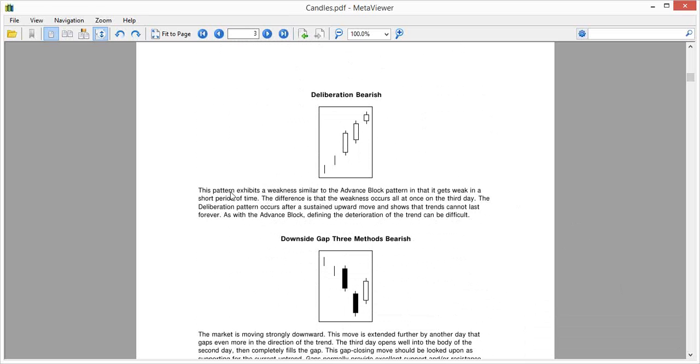Deliberation bearish. This pattern exhibits a weakness similar to the advance block pattern in that it gets weak in a short period of time. The difference is that the weakness occurs all at once on the third day. The deliberation pattern occurs after a sustained upward move and shows trends cannot last forever. As with the advance block, defining deterioration in the trend can be difficult. You can see two full bodies are quite long, and on the third day, the volume decreases. So the trend may be coming to an end, and you're looking for a bearish reversal.